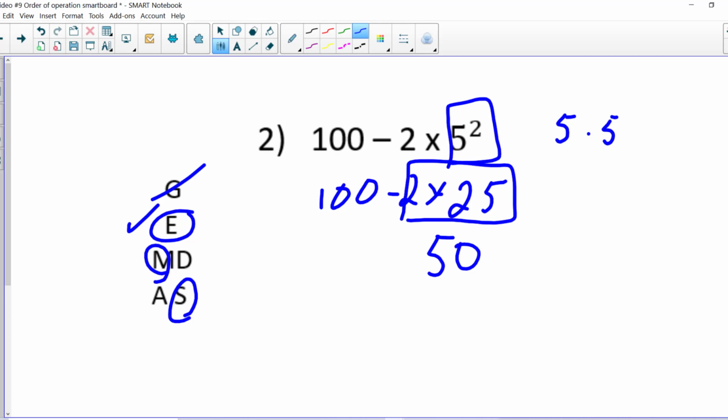Done the problem. Now I'm just going to bring down everything else in the problem I haven't used. And last but not least, 100 minus 50, which gives me 50. And there's your answer. How are we doing? If you need to, pause the video so you can make sure you get all of these steps done correctly.